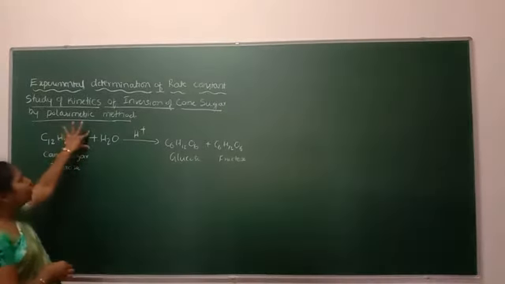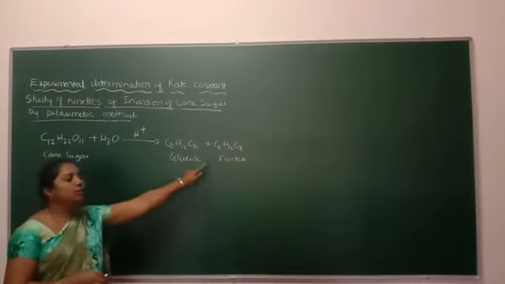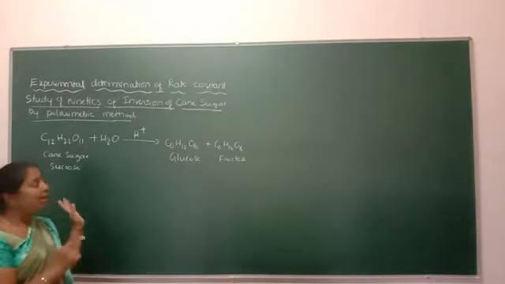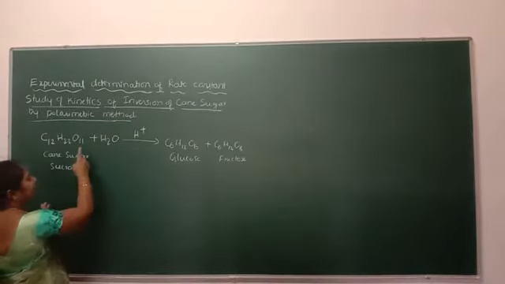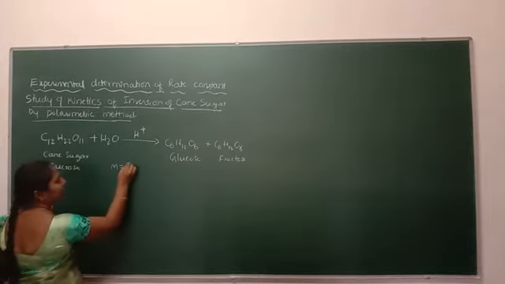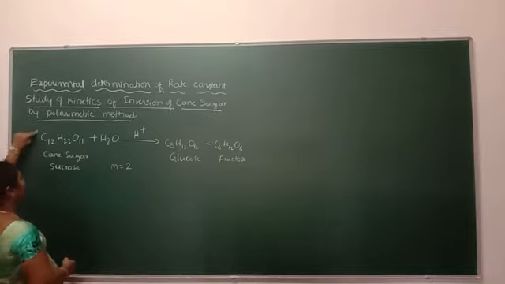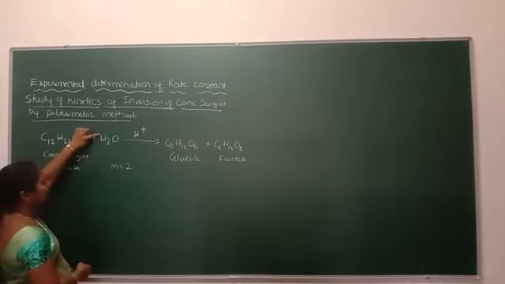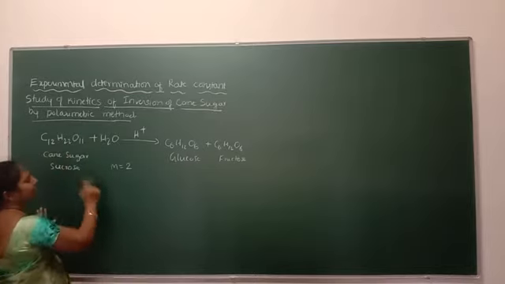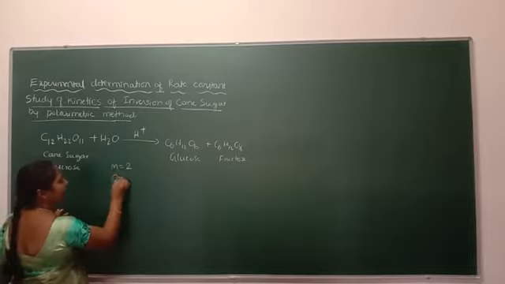This sucrose on hydrolysis in presence of water gives glucose and fructose, and can be taken as a pseudo first order reaction. This pseudo first order reaction has a molecularity of 2, because 1 mole of sucrose is involved and water is also involved by 1 unit. So 1 plus 1 is 2. The molecularity is found to be 2 and the order is equal to 1.